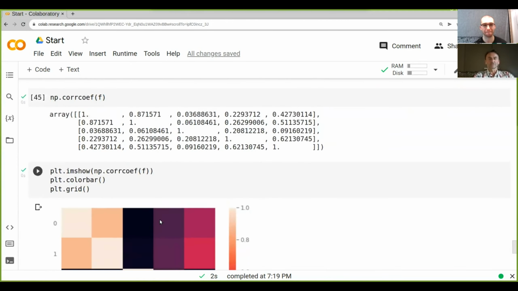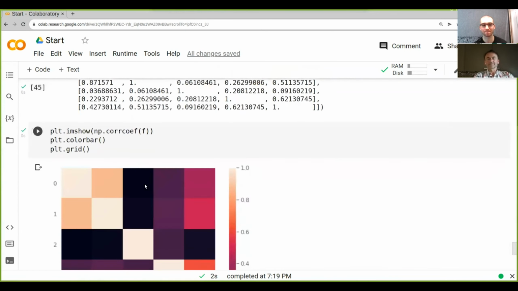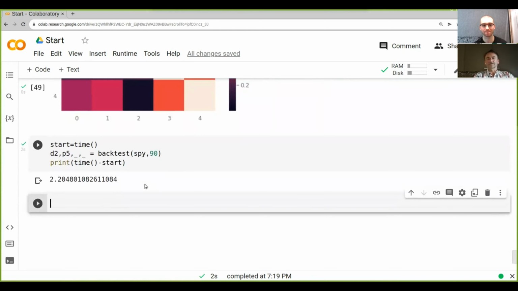And we use a reasonable amount of data looking back from 2009. But I have a feeling we can do a lot better than this, okay? And the question is, how can we do that?